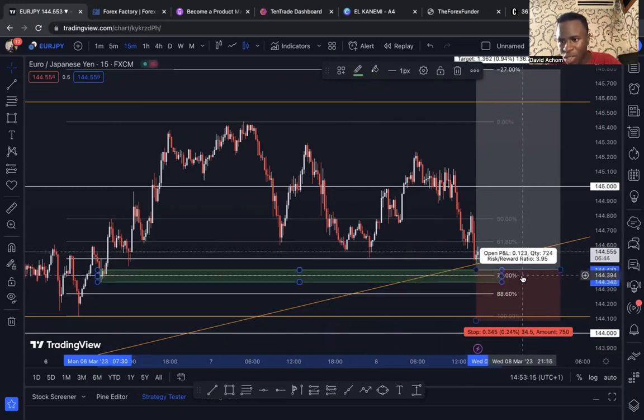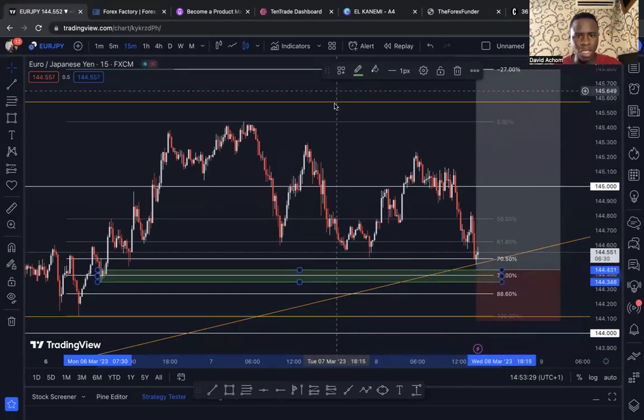144.400 is the psychological level also, and it's on the zone. So we have many confluences in that zone, hence why that is a zone. But for another block, you have only one confluence, but for a zone, you have multiple confluences.